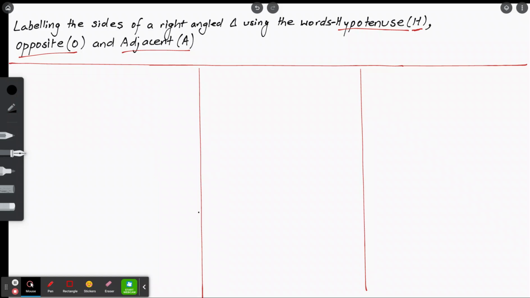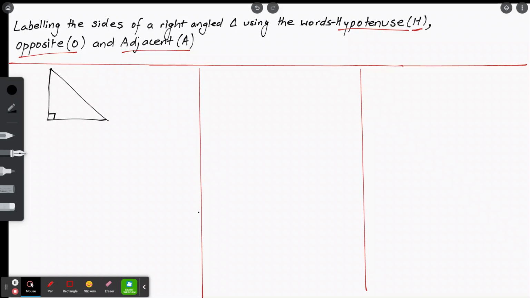All right, so let's quickly draw a right angled triangle to understand this topic. We all know a right angled triangle is a triangle with a 90-degree angle in it. So we will be labeling the sides of this triangle using the letters H, capital O, and capital A.